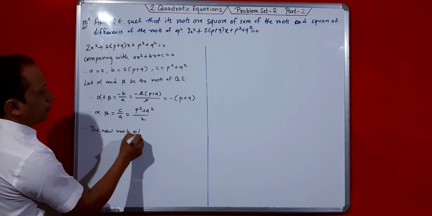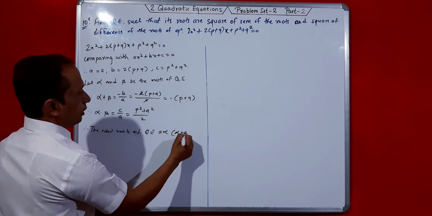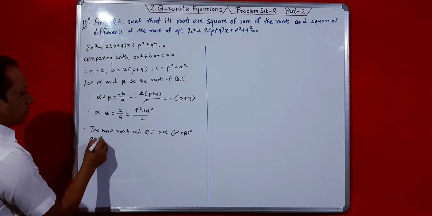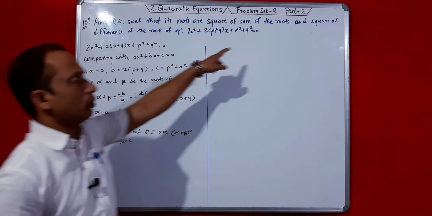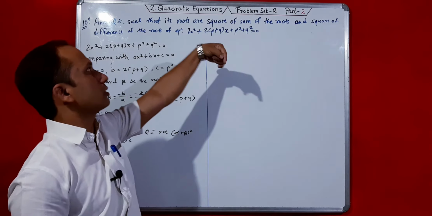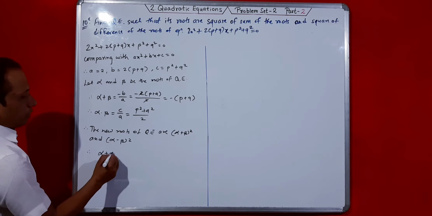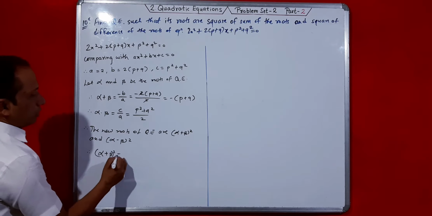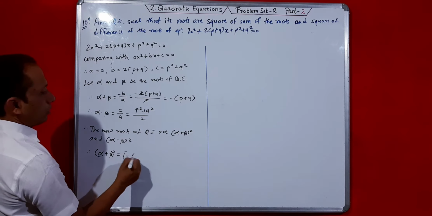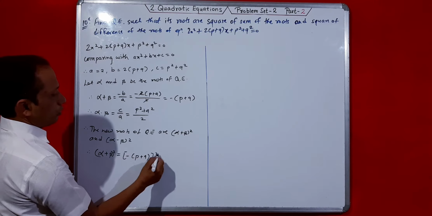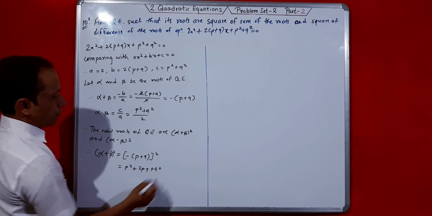Therefore the new roots of the quadratic equation are alpha plus beta whole square and alpha minus beta whole square. That is, the square of the sum of roots and the square of the difference of roots. So first, alpha plus beta whole square, you have to find this. What is alpha plus beta? It is minus (p plus q) whole square, and you will get p square plus 2pq plus q square. This is first.